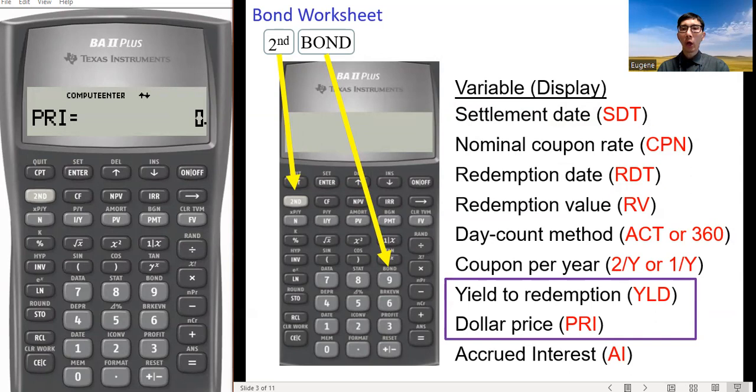If the bond is sold on an interest payment date, then AI equals 0. Otherwise, AI will be greater than 0. The dollar price PRI, or the market price of the bond, this value computed in the calculator excludes the accrued interest. So if you need to get the purchase price of the bond, you need to add up the answer for PRI and AI to get the purchase price of the bond.